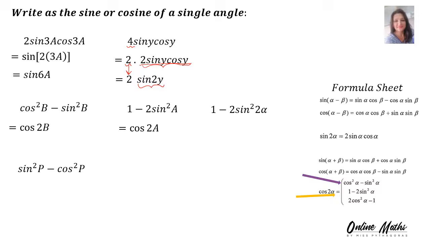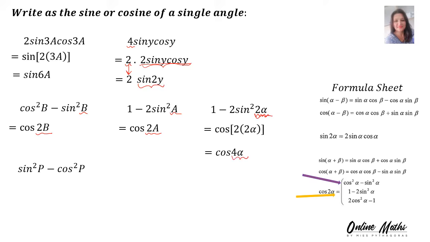Then the next one, you must be very careful with this 2 alpha there. It is in fact cos 2 alpha, which is cos 4 alpha. Remember, if this is an A, this is double A. If this is a B, this is double B. So if this is 2 alpha, then this is 4 alpha.